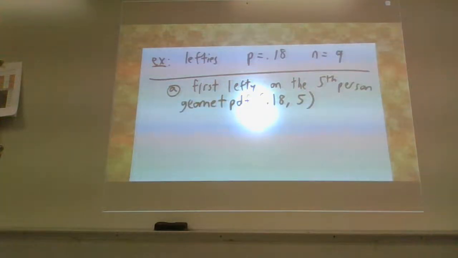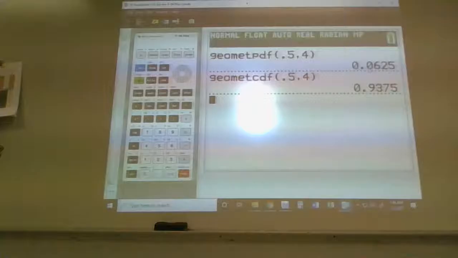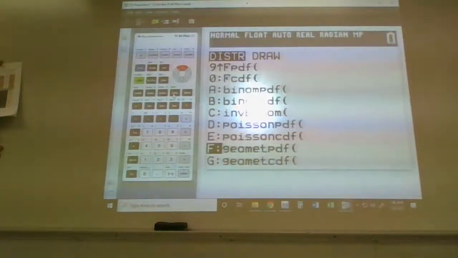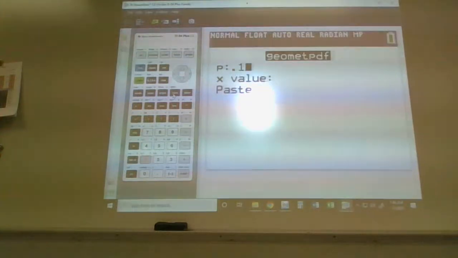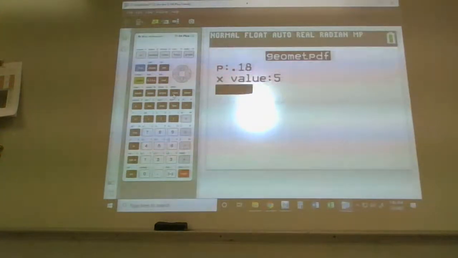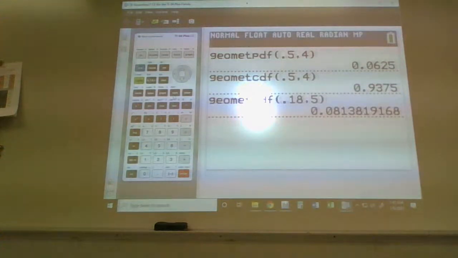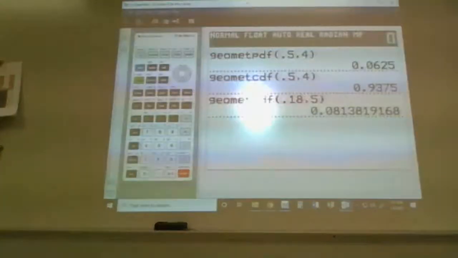It's a Geomet problem because you're looking for a first success. It's a PDF because you're looking for exactly that trial. And those are the proper numbers you would type in. So I'm looking at second PDF 0.18, 5. Should be approximately 0.081 or 8.1%. And a lot of it comes down to the wording, and you're going to have practice on this on the quizzes that I have for you very shortly.